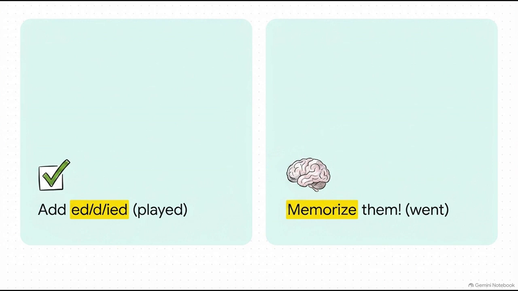But then, oh boy, we have the irregular verbs. These guys are the rebels. They flat out refuse to follow the rules. You literally just have to memorize them exactly as they are. Go completely transforms into went. Eat turns into ate. See becomes saw. Now, don't be intimidated by the rebels. Just memorize them one by one. It's really just like getting to know new friends.